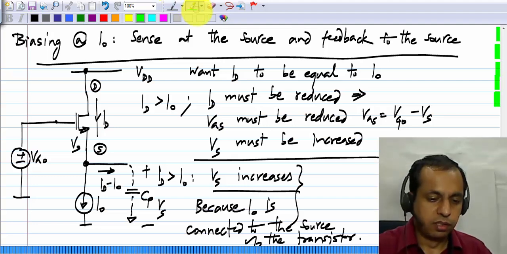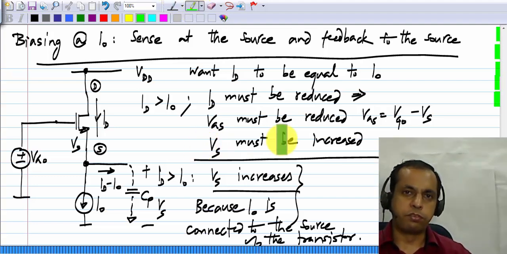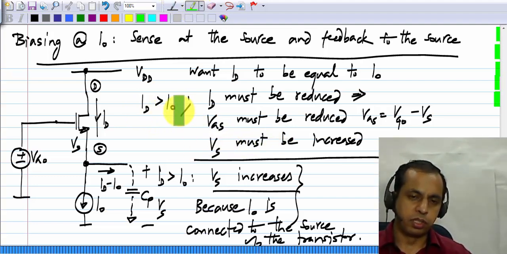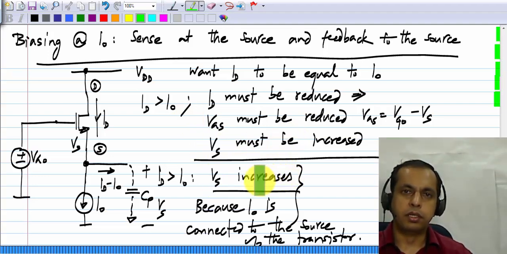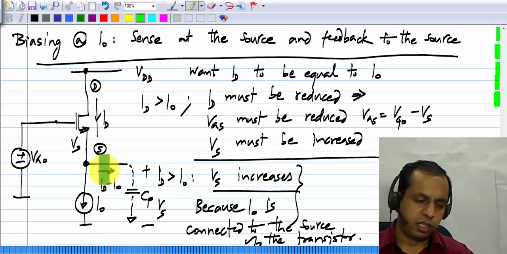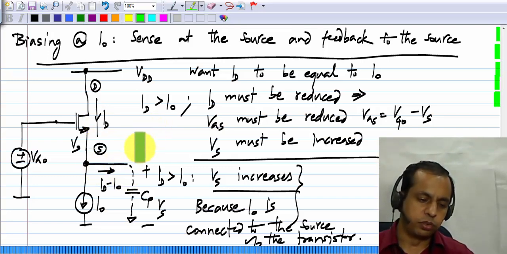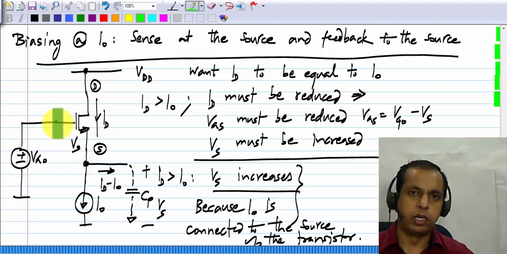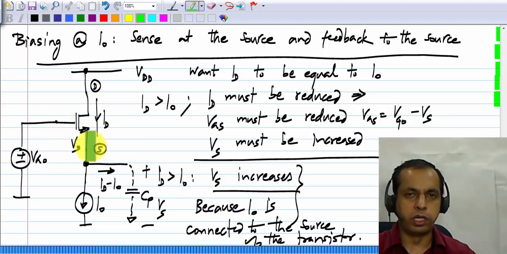Now you see that actually what we wanted for Vs, when ID is more than I0, we wanted Vs to increase, and that's already happening. So we don't even have to do anything. If we simply connect it up like that, if ID is more than I0, then this voltage will go on increasing. As it goes on increasing, VGS will go on decreasing and ID will go on decreasing.